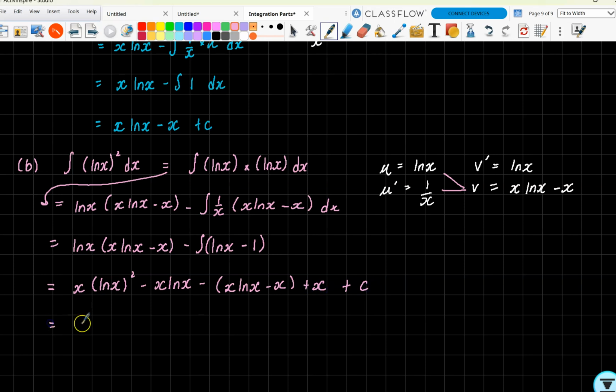Okay, what does this become? x ln x squared minus x ln x minus another x ln x, so that's minus 2x ln x. Negative and negative make plus x, plus another, so plus 2x, plus c.